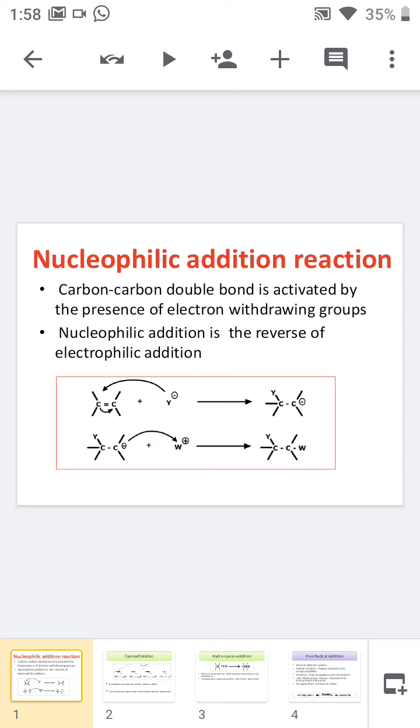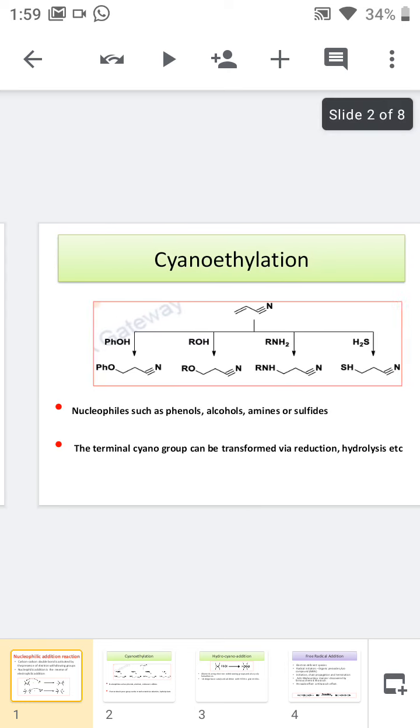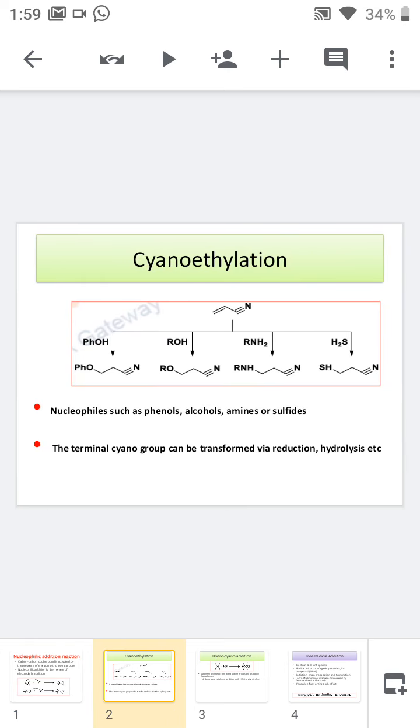So the nucleophilic addition is the reverse of the electrophilic addition reaction. Here also there are two steps. In the first step, the nucleophile attacks the multiple bonded organic compound. Here it is an alkene, so we will get a carbanion as the product. In the second step, the carbanion is added to an electrophile and we will get an alkane as the product.